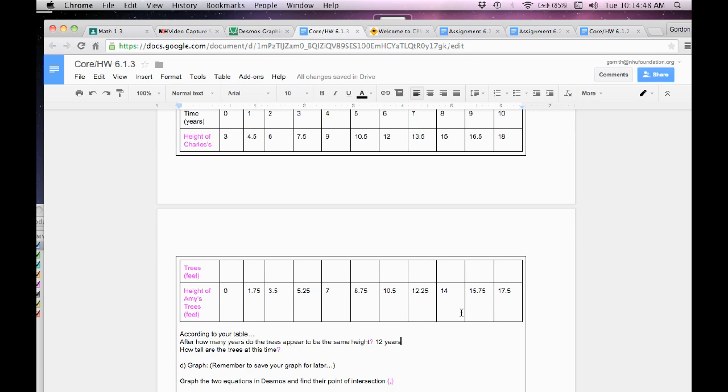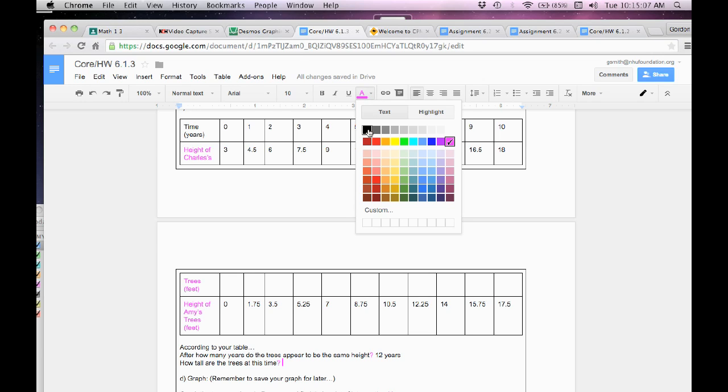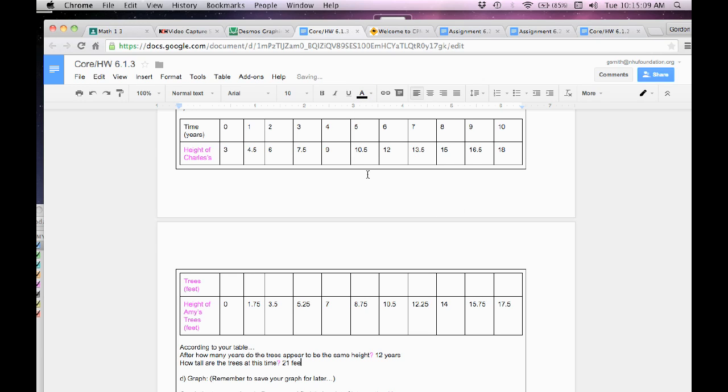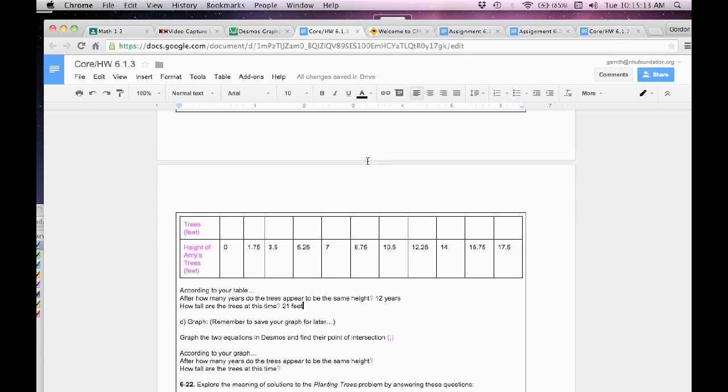How tall will the trees be at this time? Well, we see 18 feet for Charles. In another 2 years, it's going to grow 1.5 each year. That would be 19.5 plus another 1.5, 21. So they will be 21 feet tall. All right. So that was doing it as a table.